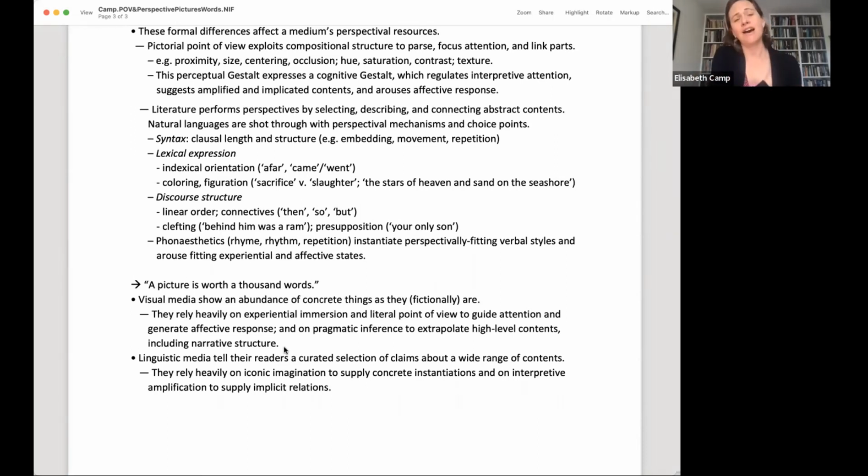And then finally, outside of the scope of what we would normally think of as language properly conceived in the philosophy of language or linguistics, there are these features of phonesthetics, right? The mode of representation. There's a way in which language is partially iconic. Natural languages as used, and especially as used in art, in literature, are not purely abstract. Speakers and writers draw on the physical features of the language in the form of rhyme, rhythm, and repetition in order to display, to manifest and express and entrain perspectivally fitting verbal styles.